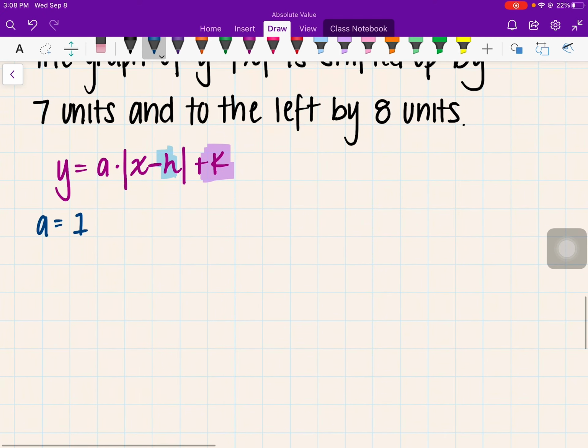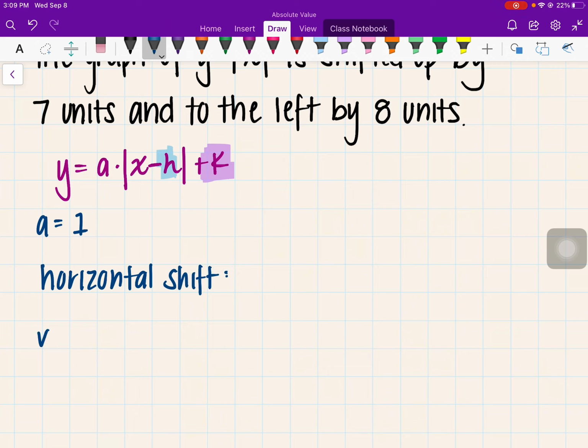Now, whenever we're talking about shifts, we have a horizontal shift and we have a vertical shift. And one way to identify which one is which, which one's h and which one's k, the keyword here is h is for horizontal. So the horizontal shift represents our h value, and the vertical shift represents the k value. So once again, that is h and k.